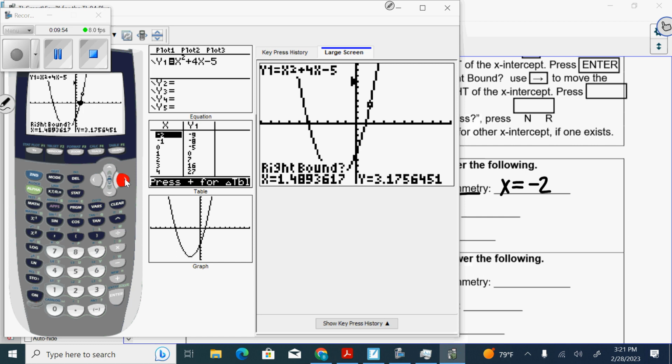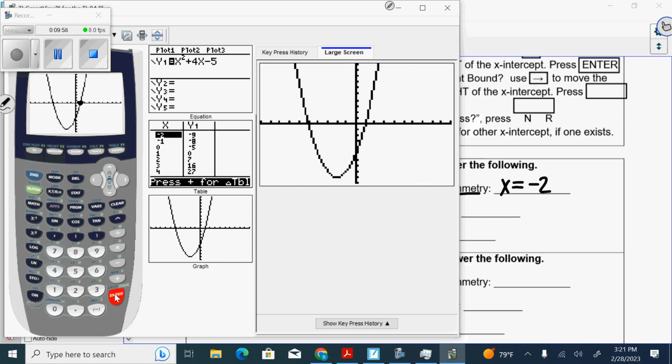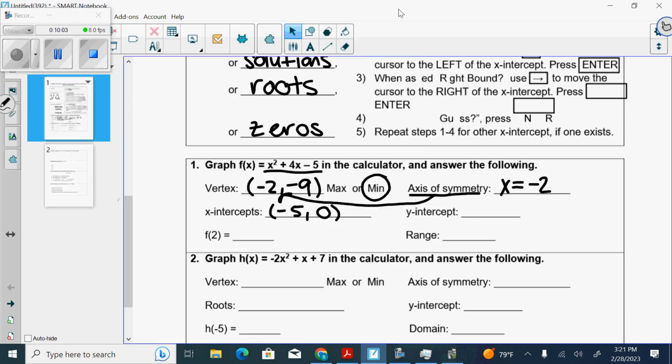And what do I hit again? And then when it says guess, what do I hit again? So where does it say that one is? 1, 0. Okay. All right. So my other point is at 1, 0. Okay. All right. Then it asks for a y-intercept. What's a y-intercept? Where it crosses the y-axis. So if it's on the y-axis, has it gone left or right any? No. So that means the x value is 0 because we haven't moved left or right any.